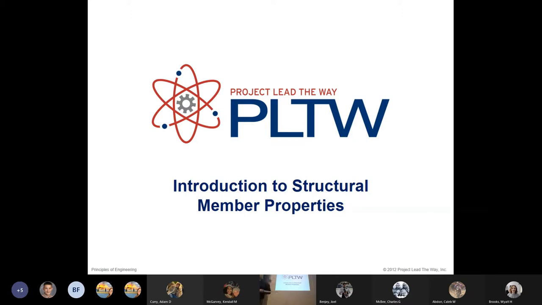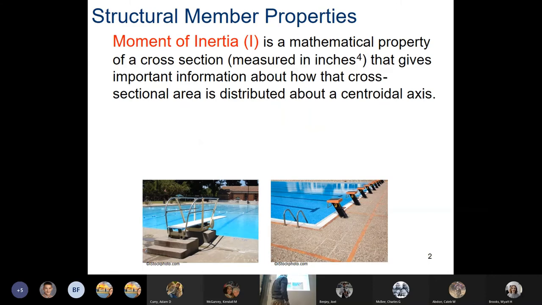And then properties, as you know, is just what makes up that particular characteristics. Okay, so that's what we're going to talk about. Here's a big long definition. Moment of inertia. Have you done moment of inertia in science class? I think you did. You recognize this. Moment of inertia is a mathematical property of a cross section measured in inches to the fourth. It gives important information about how that cross sectional area is distributed about a centroidal axis. Ooh, you don't have to write that down. You know why? Does it make any sense to you? It makes my head spin when I look at that.